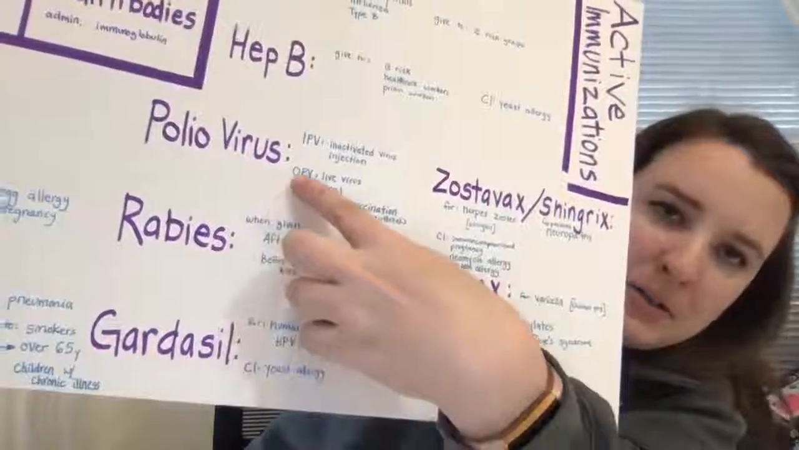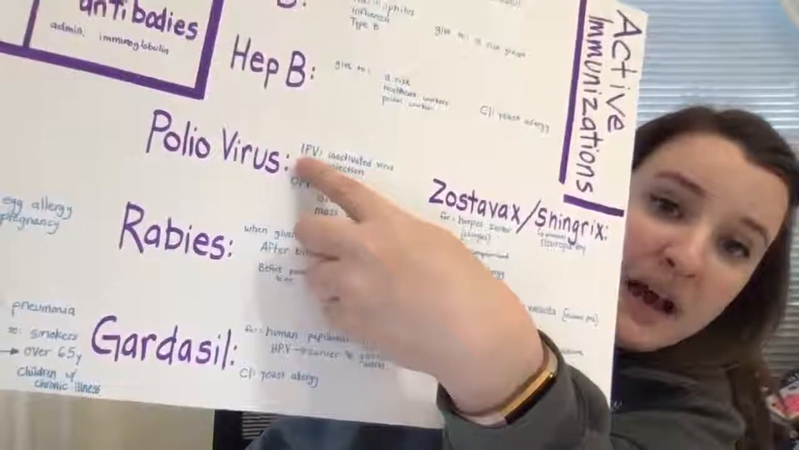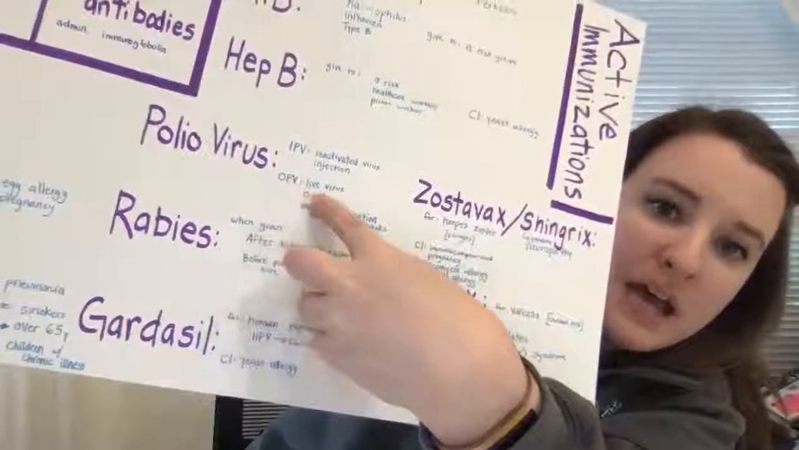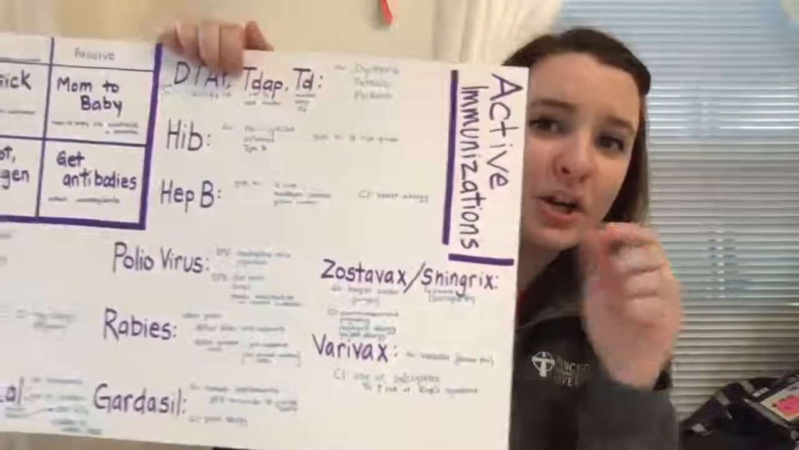So polio, there's two different forms. OPV, it's not typically used anymore, and IPV. IPV is not live, it's inactivated, and it's an injection. And then OPV was the live virus, which was oral, and typically it's a little drop of the juice on a sugar cube. Next category is for rabies.